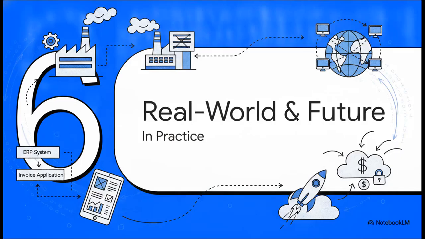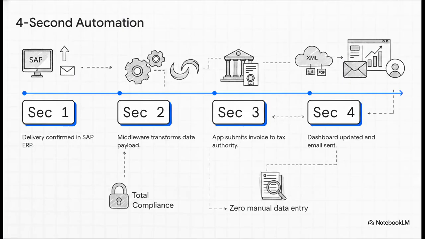Section 6. Real World and the Future. Let's see this in practice. Let's zoom all the way out and see this automation in action with a real manufacturing example. Imagine a massive manufacturing company running on SAP. A sales rep out on the floor clicks Confirm Delivery.